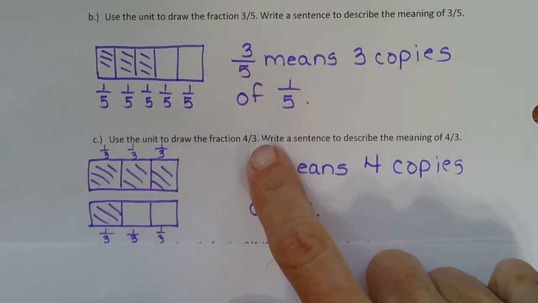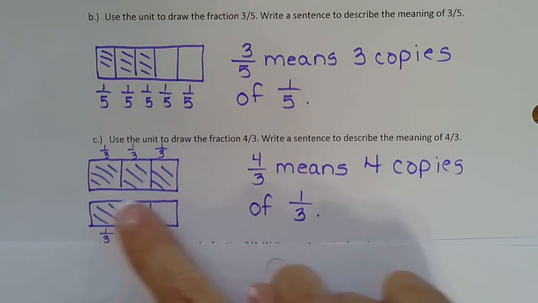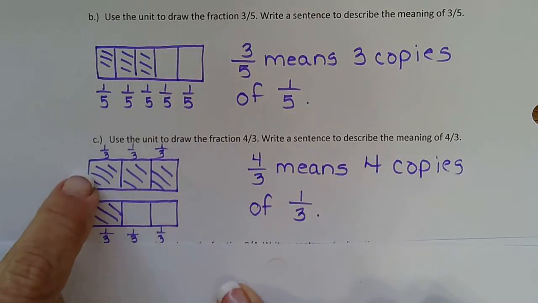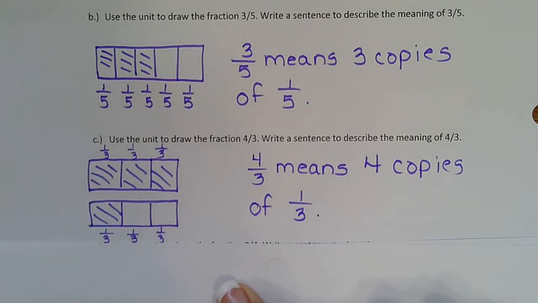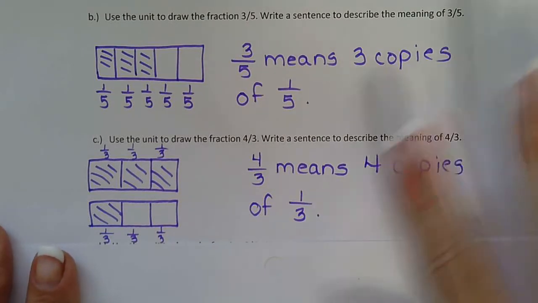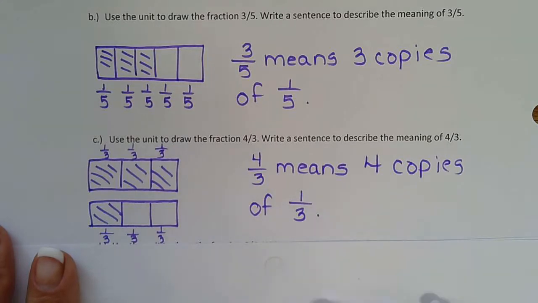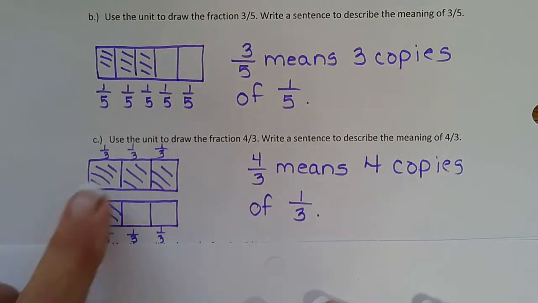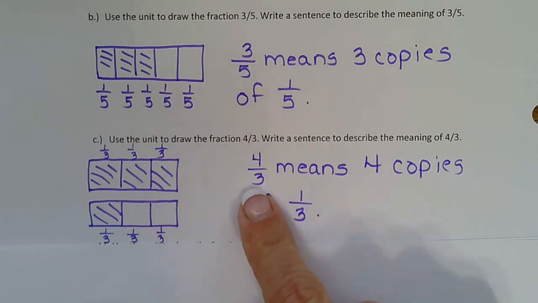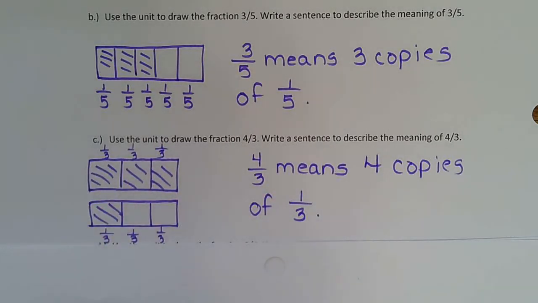Remember, the denominator tells you how many boxes, so there should be 3 boxes in each rectangle. Each box represents 1/3. And because 4/3 means 4 copies of 1/3, we're going to shade 4 of those 1/3. So 1/3 plus 1/3 plus 1/3 plus 1/3 is 4/3. Or you could say 1/3 times 4 is 4/3.